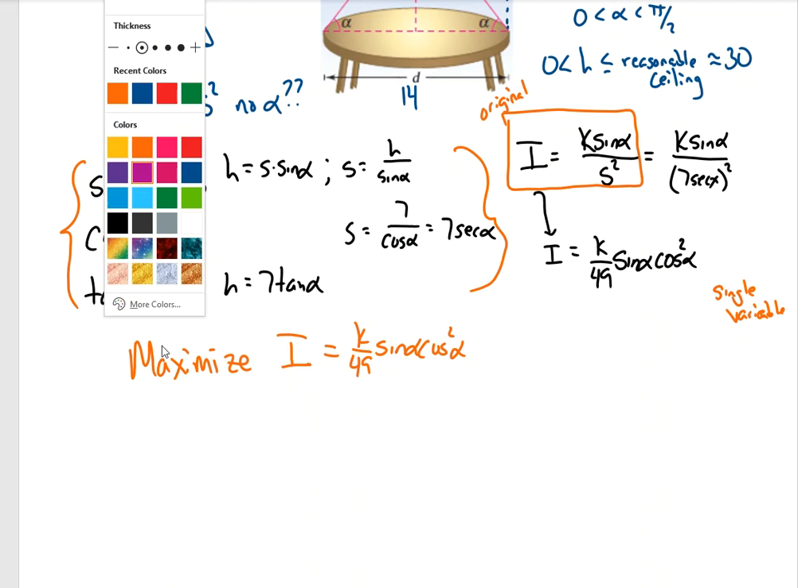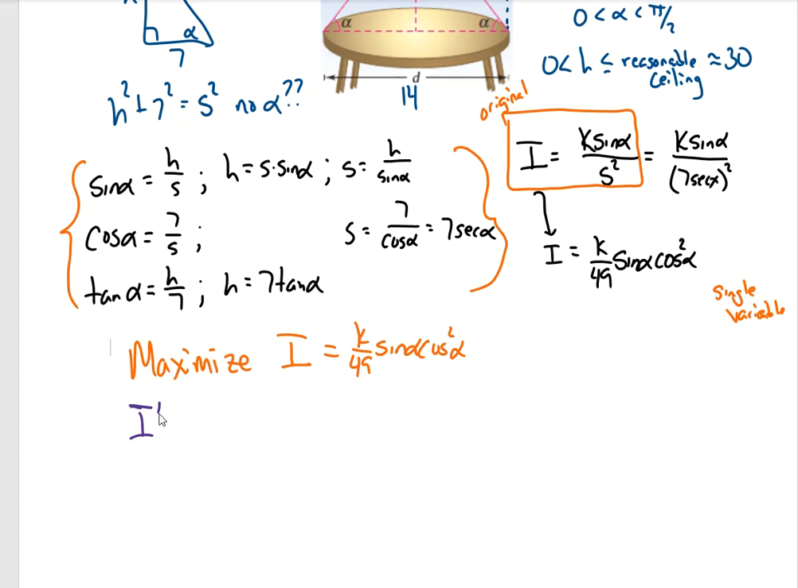Let's do this in a nice purple. We take the derivative. The derivative, k over 49, that's just a constant. Constants come out in front. So here we have two functions being multiplied together, sine of alpha and cosine squared of alpha. So our product rule is in play here. We'll have first, sine of alpha times the derivative of the second. The derivative of cosine squared is 2 cosine alpha times minus sine alpha.